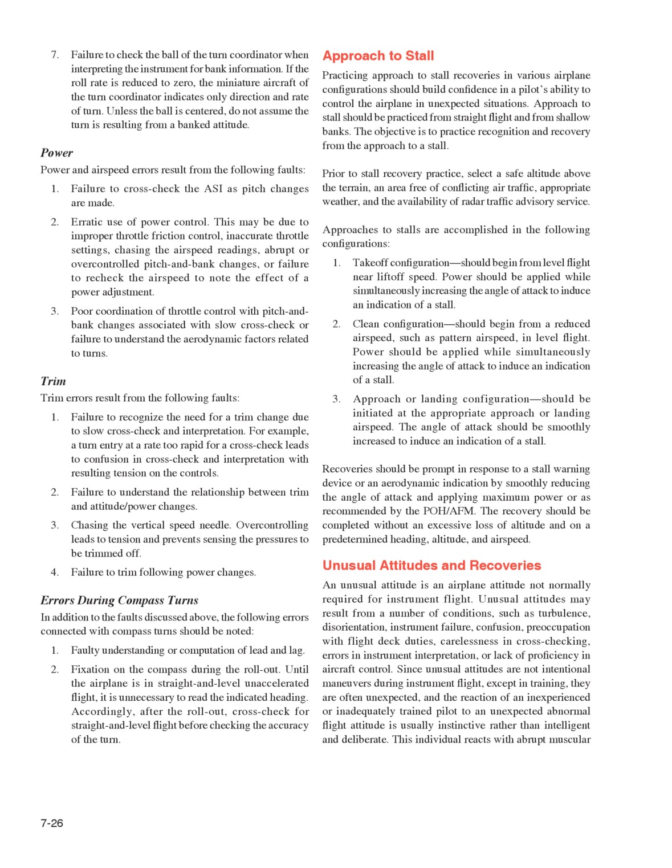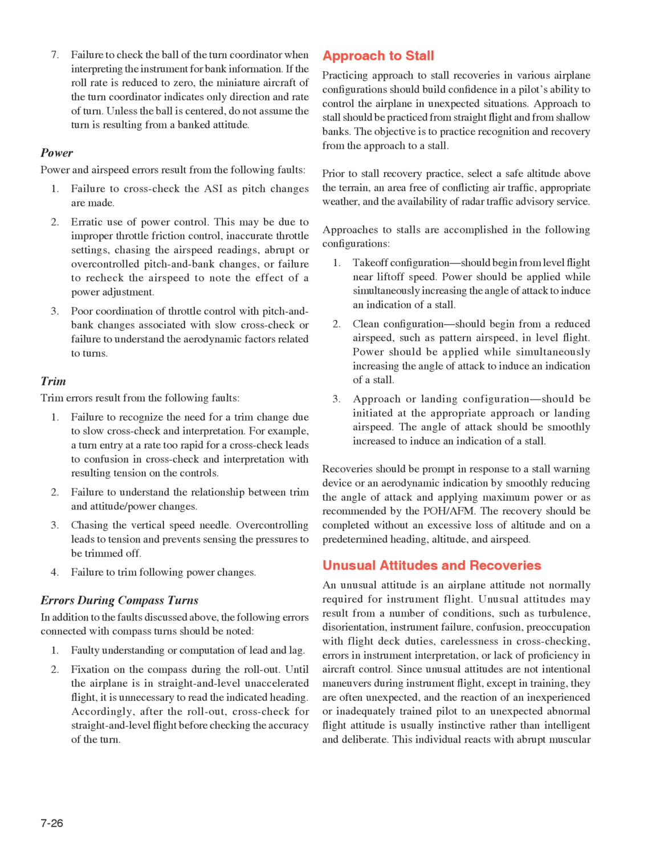This may be due to improper throttle friction control, inaccurate throttle settings, chasing the airspeed readings, abrupt or over-controlled pitch and bank changes, or failure to recheck the airspeed to note the effect of a power adjustment. 3. Poor coordination of throttle control with pitch and bank changes associated with slow cross-check or failure to understand the aerodynamic factors related to turns. Trim errors result from the following faults.